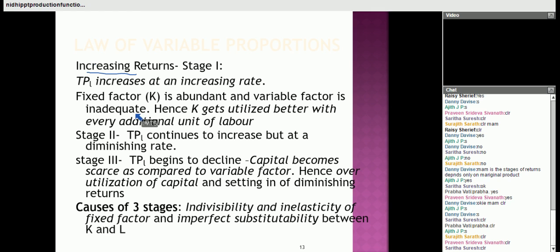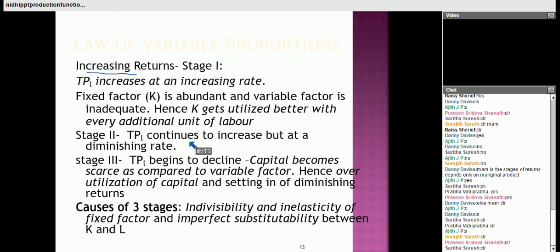So that is why the machinery is not being utilized well. We can say it is underutilized. It is not utilized to its maximum capacity. That is why there is the stage of increasing returns.